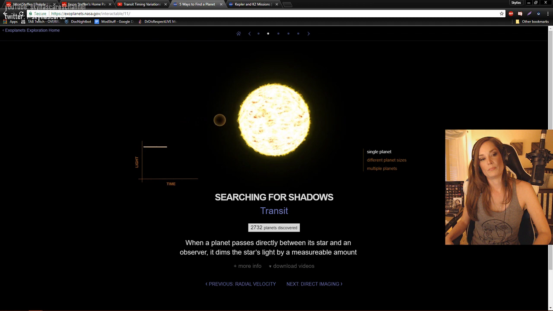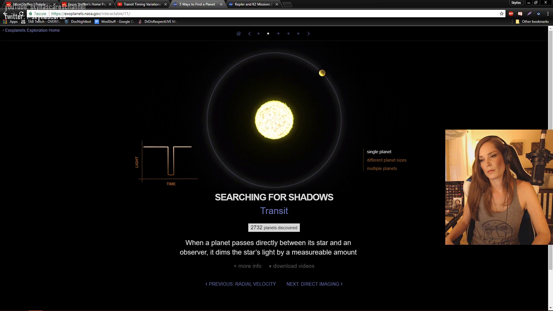And so you have to measure three transits, because that gives you two separate measurements of the orbital period, and those have to line up. So you have the time between the first and second transit and the time between the second and third, and those have to be the same length.